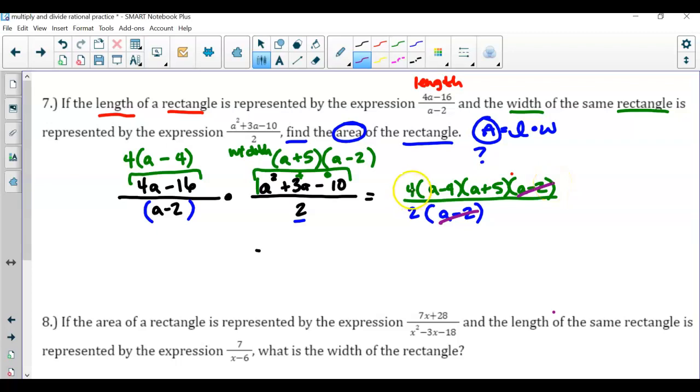And really, I also have 4 divided by 2. 4 divided by 2 is 2. So I've got 2 over 1, which is just 2. So here we've got our final expression. The area is 2 times a minus 4 times a plus 5. Now, if I wanted to continue, instead of just leaving in factored form, I could multiply this out using box method, but then make sure to also distribute and multiply that final by 2.